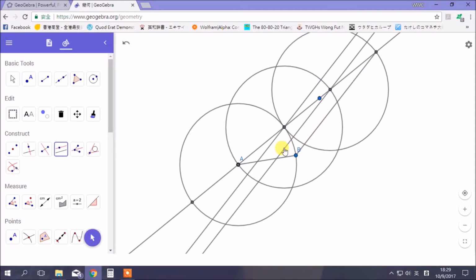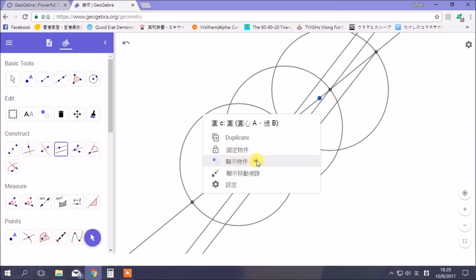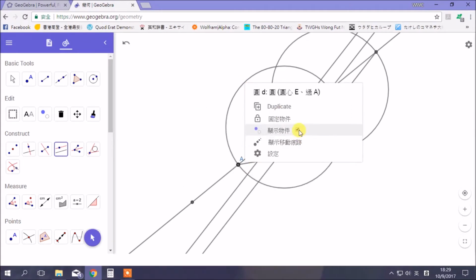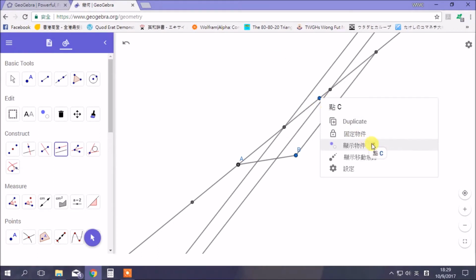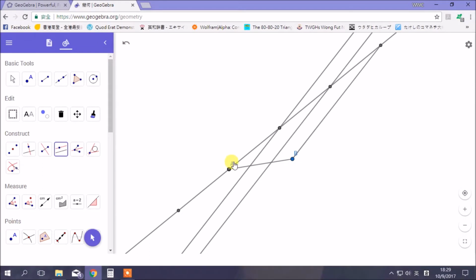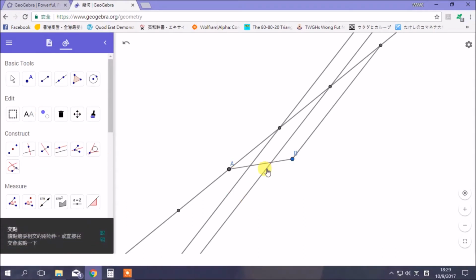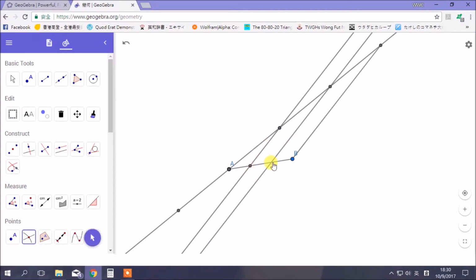If I take this one, now I again hide some objects in order to let you see clearly what is going on. Then you can easily see that now you have constructed some parallel lines here, which are parallel to IB. And you can also see that these two parallel lines make some intersection points between AB and the lines themselves, which are this one and this one.